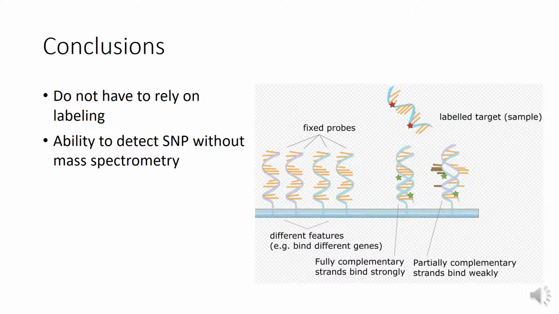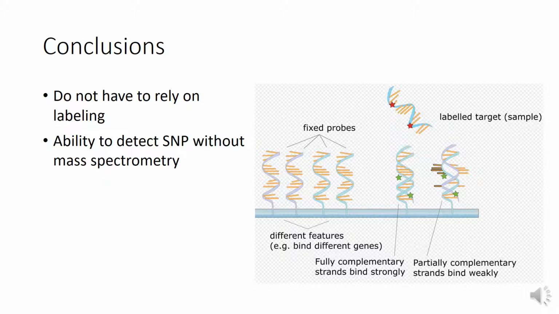The two main conclusions of this paper are that, one, you no longer have to rely on fluorescent labeling to determine hybridization of DNA, and this is good because hybridization can sometimes have problems in reproducibility, and it can be not totally reliable in its own reaction kinetics.